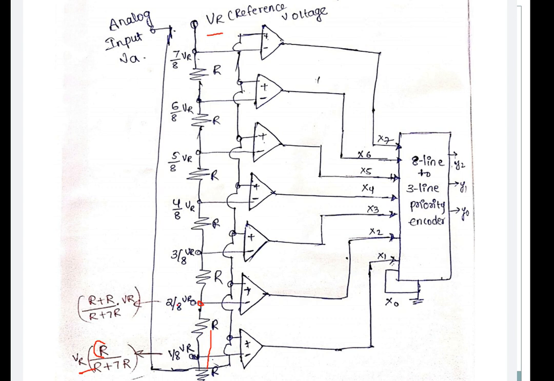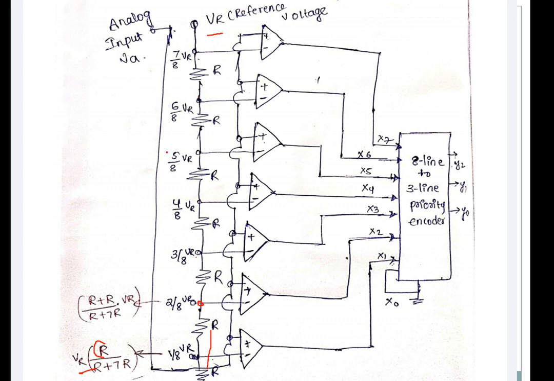So R and R get cancelled out. So here we are having 2 by 8 into VR. Similarly at this point, what is the voltage? The impedance across this point is R plus R plus R, that is 3R, by the total impedance, which is 8R. So R and R cancel out, so 3 by 8 into VR. Similarly, at each and every point we are calculating the voltage.